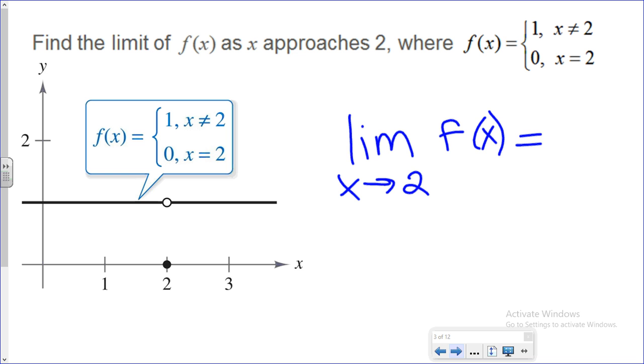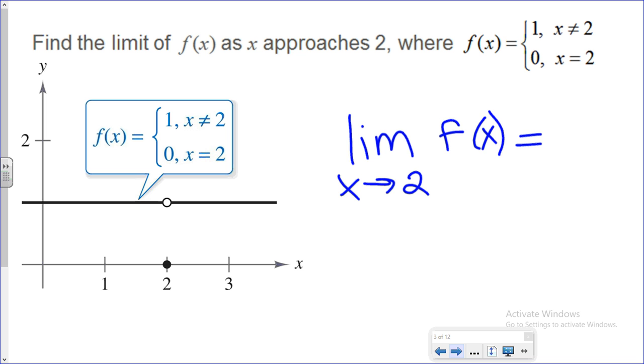I want to know what the limit is as x approaches 2 of this function. As we approach x is 2, what y value are we approaching? Zero? Any other answers? 1. 1 or 0. We need to decide which is which.